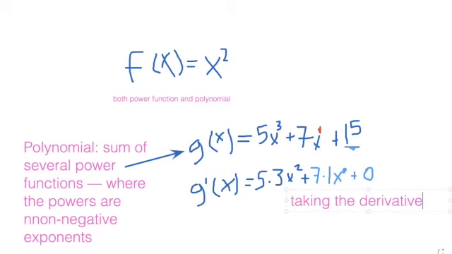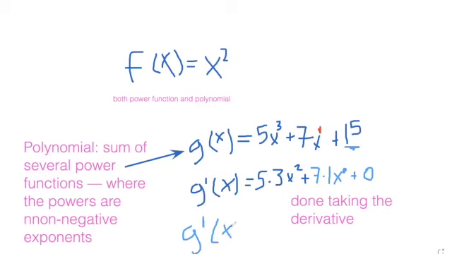Now that we're done taking the derivative, I think it's good to clean up algebraically because no one would ever leave it written this way in real life. So g prime of x is going to be 15x squared, and x to the 0 is equal to 1. So this would just be 15x squared plus 7, and we don't write the 0.